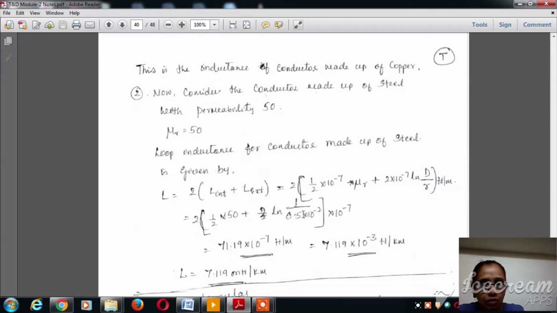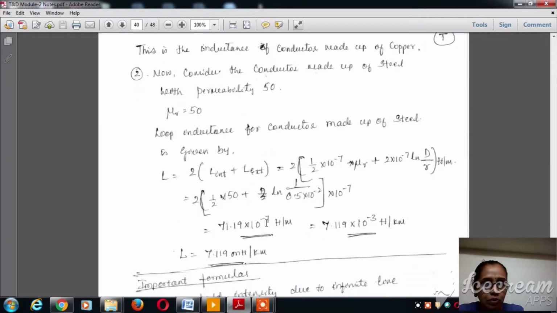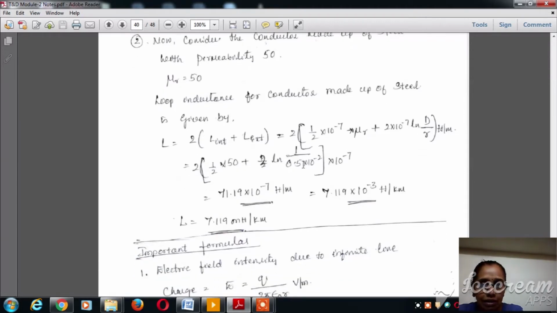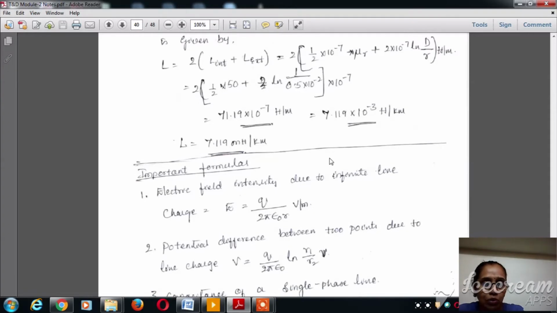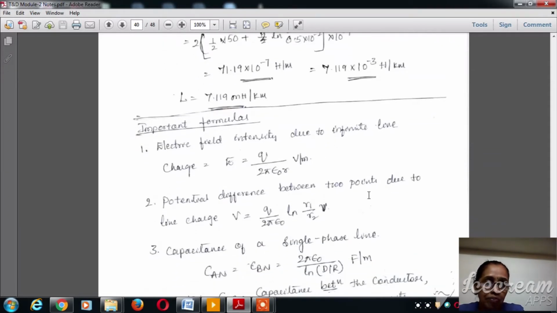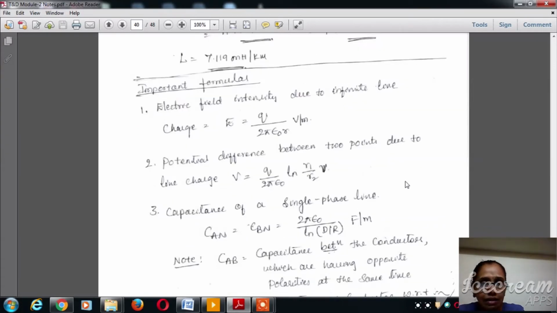So now with this, 2 into 1 by 2 into 50 plus 2 into 10 to the power minus 7 ln D divided by R. Substitute the values, we get 7.119 into 10 to the power minus 3 Henry per kilometer. L is equal to 7.119 millihenry per kilometer. Let's understand which are all the important formulas that we have derived. They are very important in terms of examination, and it is good to remember the important formulas so that it will consume very less time in solving the problems.